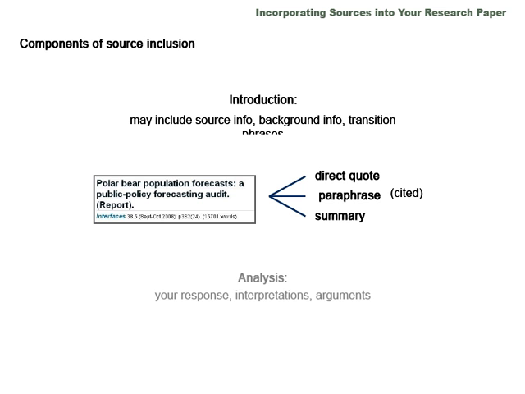Finally, include an analysis of the ideas that you've presented. An analysis will include your response, interpretations, or arguments in response to the idea from the outside source. Analysis is crucial for a good research paper. It's probably the most important step in this process, so don't forget it.